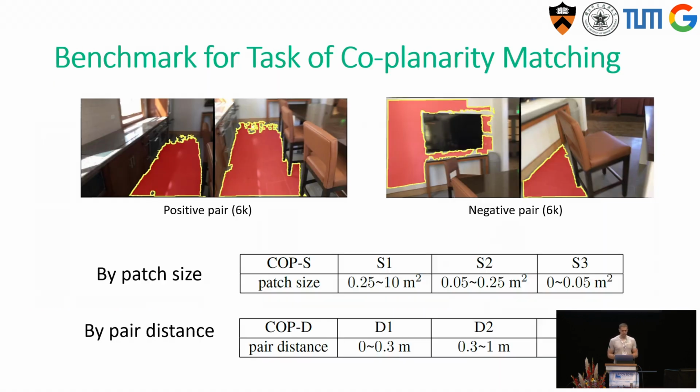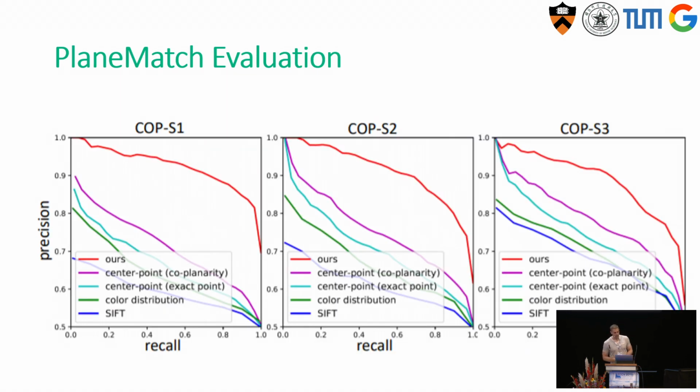In addition to the training, we're proposing a benchmark for this new task of co-planarity matching. Here we have 6K positive and 6K negative matches. So it's always a pair, and the accuracy tells us how many of them we could match. We divide this benchmark into various patch sizes and various distances, in order to reflect the difficulty of the plane matching task. If we compare this to a bunch of baselines, here we show a comparison for a precision recall curve for SIFT.